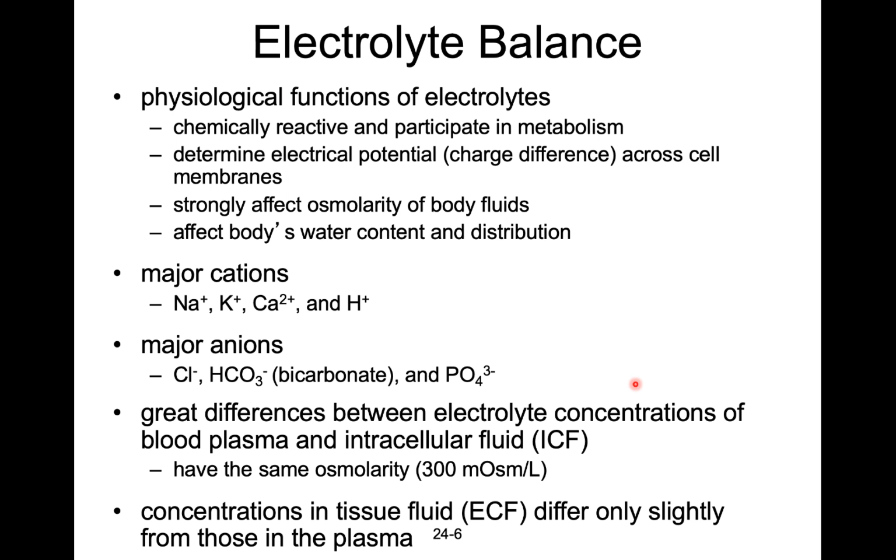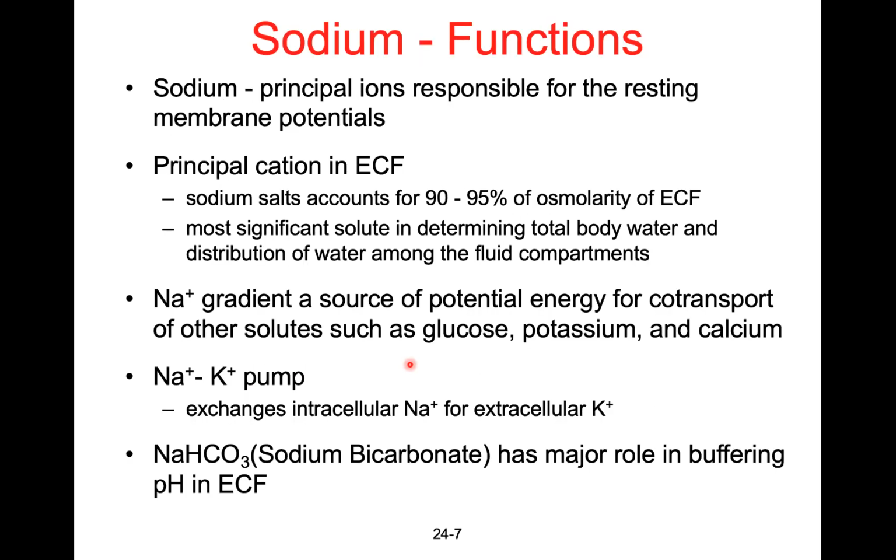So with those physiological pathways, the real big goal here is to balance electrolytes. So that's what this PowerPoint is on, electrolyte balance. The major ones we're going to look at are sodium, potassium, calcium, and hydrogen. And then the major anions we're looking at are chloride, bicarbonate, and phosphate. Don't forget that bicarbonate is a buffer, and we learned about this in the respiratory system lecture. So with that being said, we're going to start with sodium.